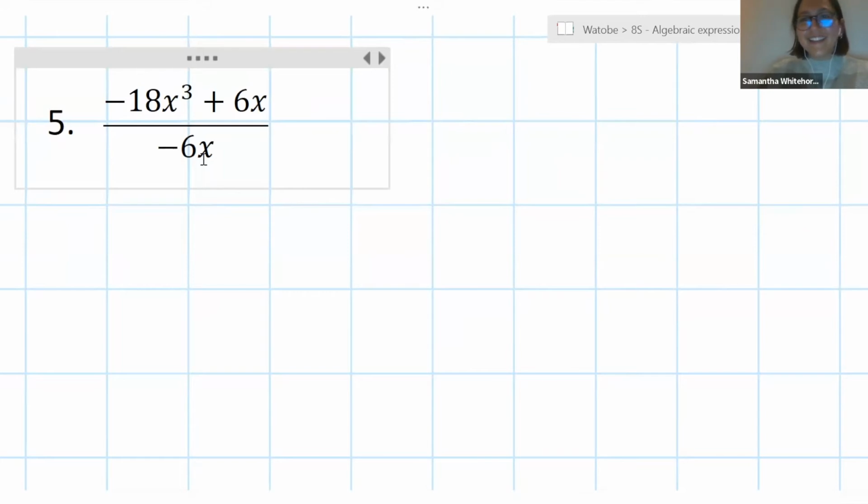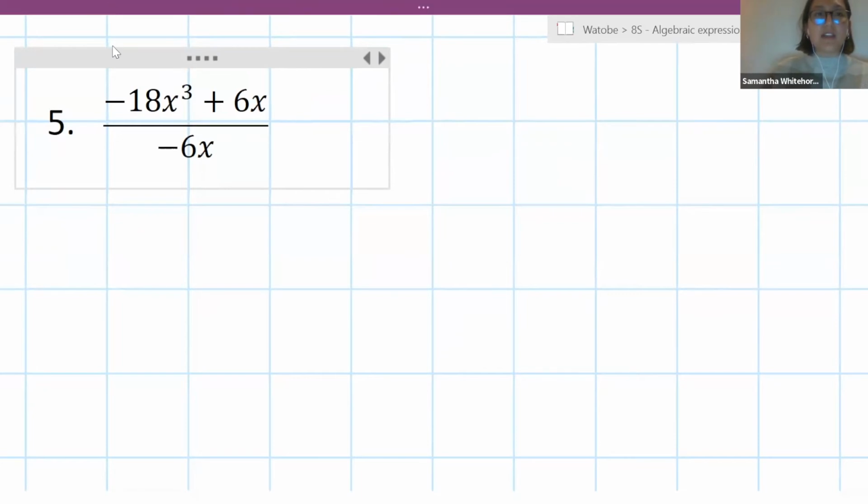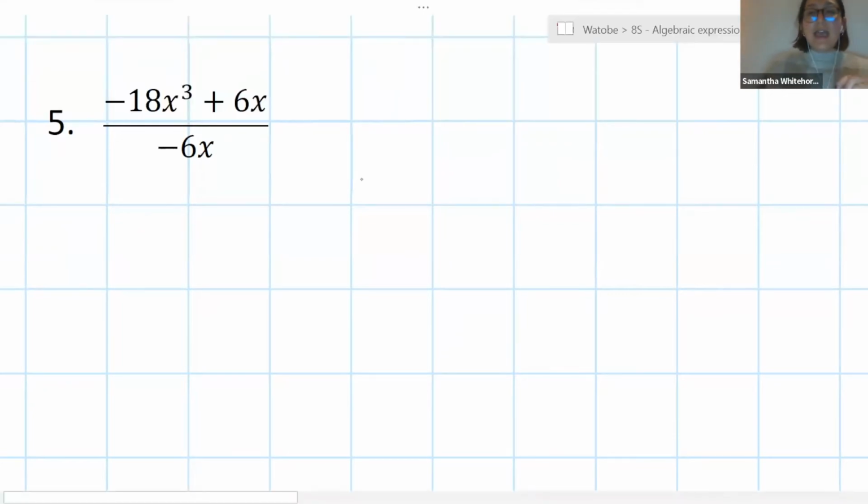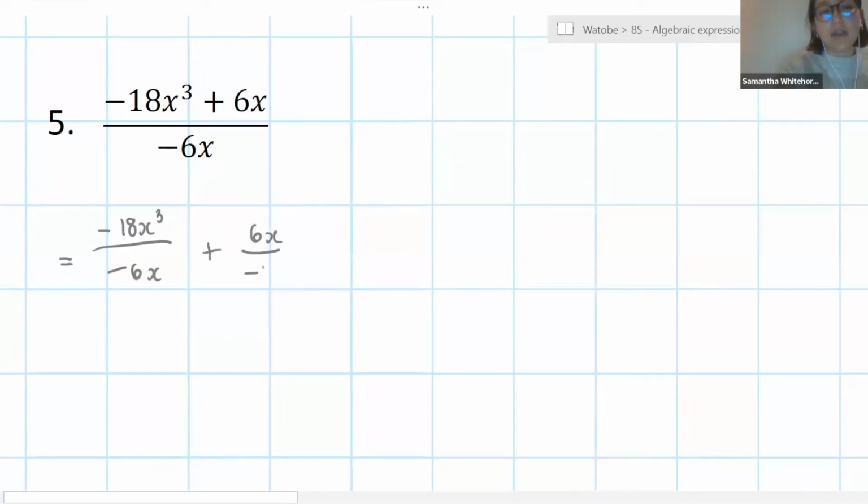Okay, guys, let us see. So with fractions, if you were here last week, we spoke about the fact that you can divide fractions. If you weren't, as long as a fraction is written over the same denominator, we can separate the numerator. So this can be separated into -18x cubed divided by -6x plus 6x divided by -6x. Because they were written over the same denominator, I can split the fraction.